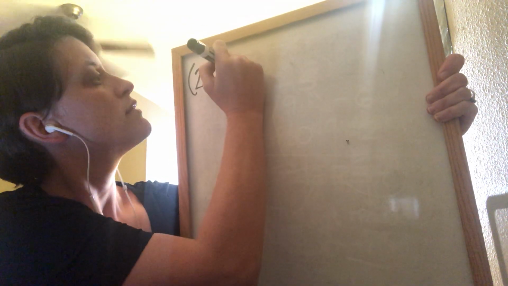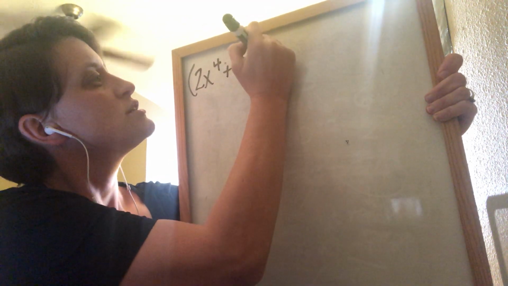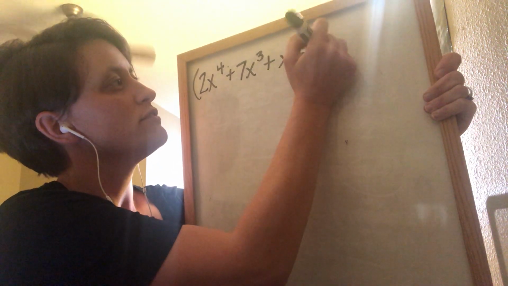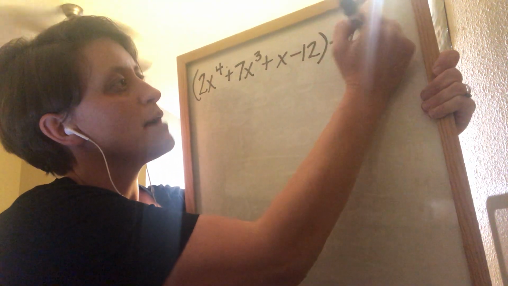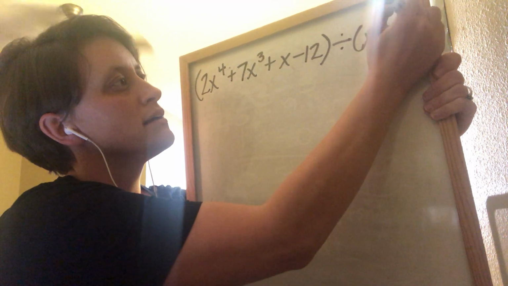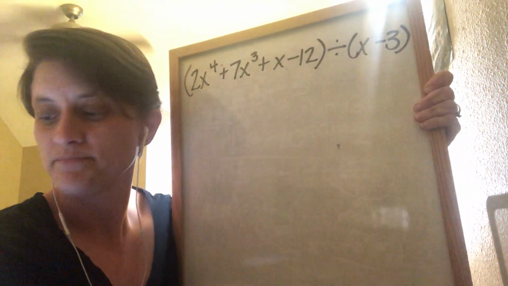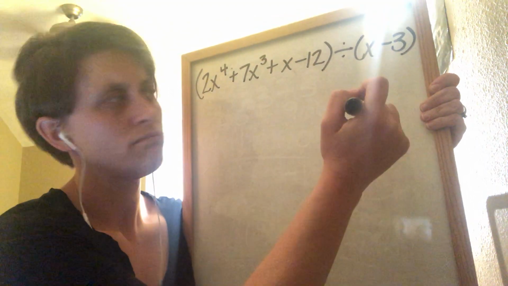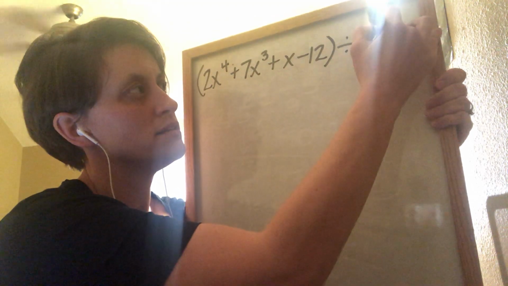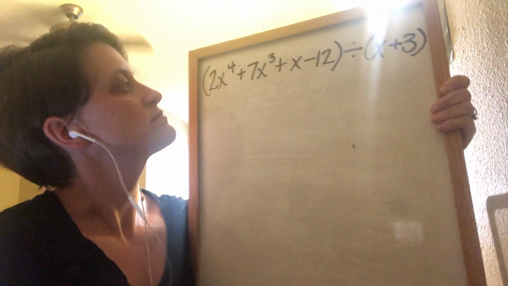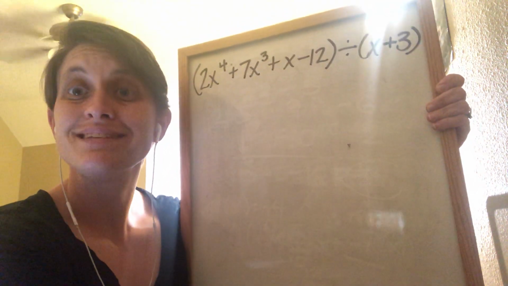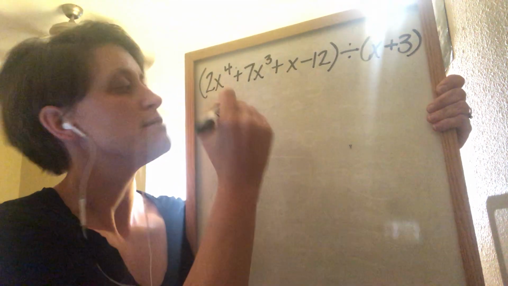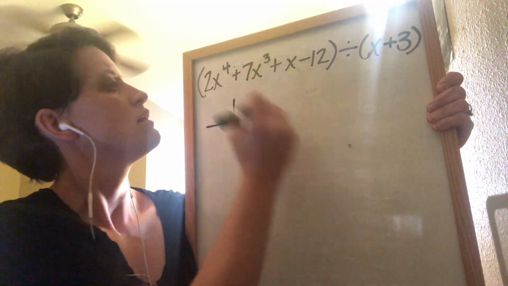2x to the 4th plus 7x cubed plus x minus 12. And we're going to divide that by x minus 3. Let's do x plus 3 instead. Okay, so we're going to do this by synthetic division. Here's our dividend. Here's our divisor. Setup's the same as it was before.